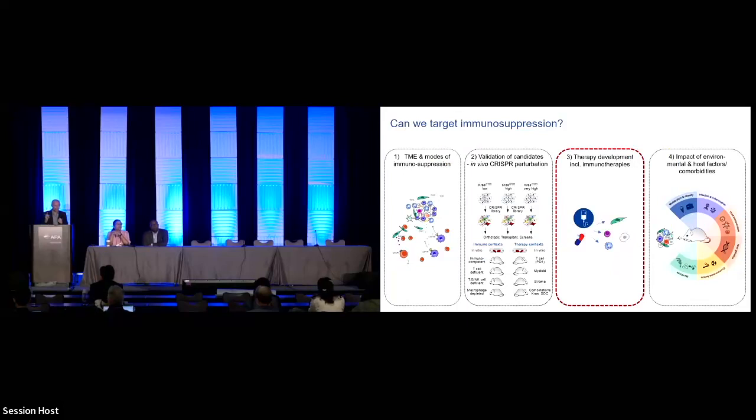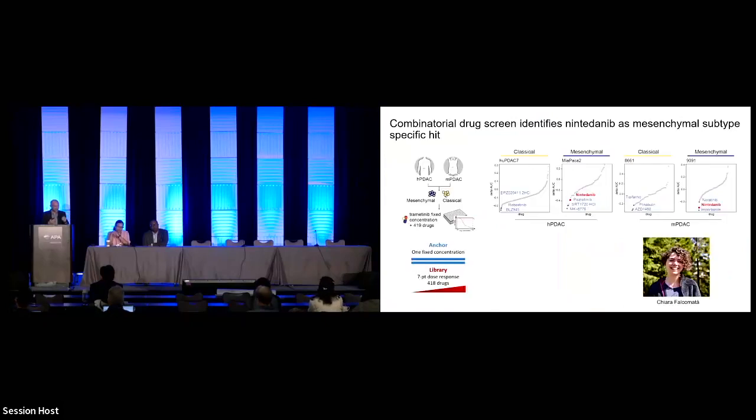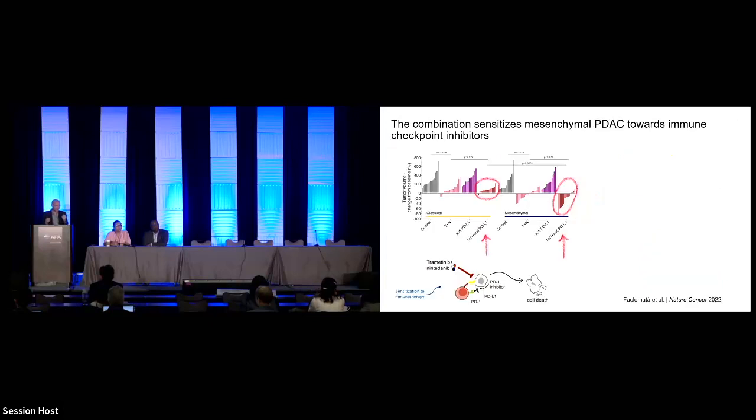Very shortly, therapy development. What we did in the past, we wanted to target immunosuppression and activate the immune system against these tumors. Chiara in the lab did a high-throughput combinatorial drug screen, and she came up with a combination of a MEK inhibitor, trametinib, with a multikinase inhibitor, nintedanib. Both are in the clinics already. This was highly efficient, specifically in the mesenchymal subtype in human and mouse cell cultures.